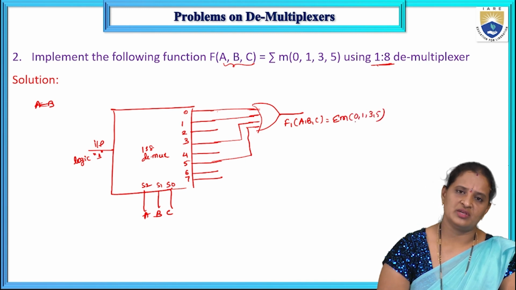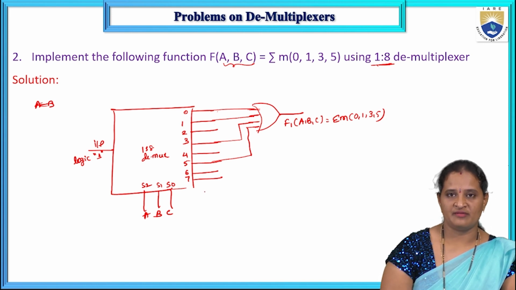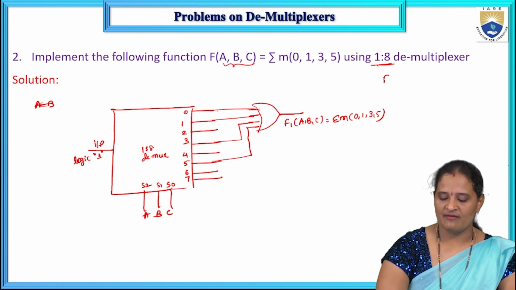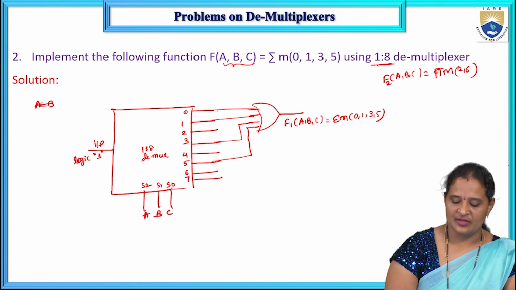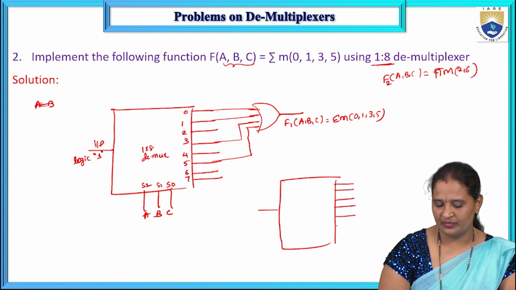So if you have a POS form of Boolean function, what should we do now? If we have a POS form of Boolean function, then you have to tie this input to logic 0, and you have to consider the zeros. So for example, I have a function F2 of A, B, C equal to pi M of 2 comma 6. Pi M of 2 comma 6. Right? So if it is the case, then how to implement it? We just take another demultiplexer, which is a 1 to 8 demux.